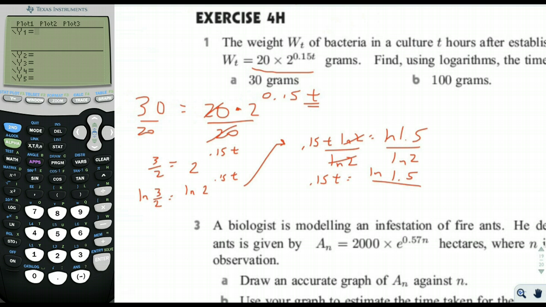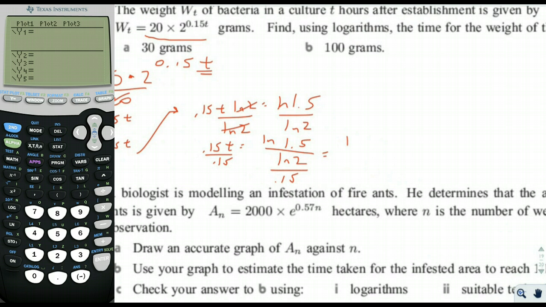divided by natural log of 2. And then t is still not by itself because we need to divide both sides by 0.15. So now we have natural log of 1.5 divided by natural log of 2, divided by 0.15. And that'll give us t for 30 grams.